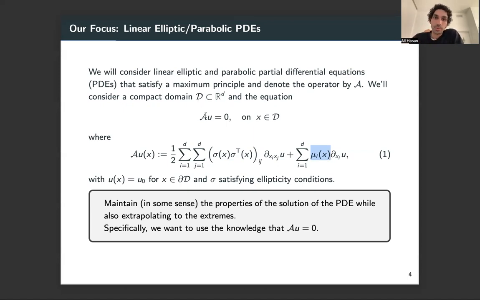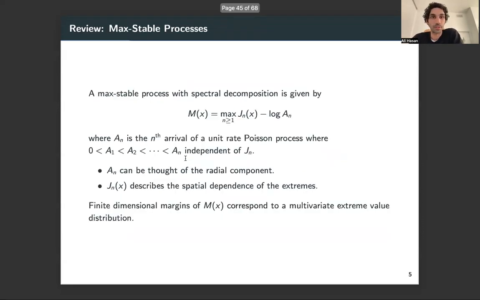So we want to assume that this model exists, and this has some applications. For example, the heat equation is one equation that satisfies this. We want to consider how we can impose the knowledge that this exists into our max-stable process.